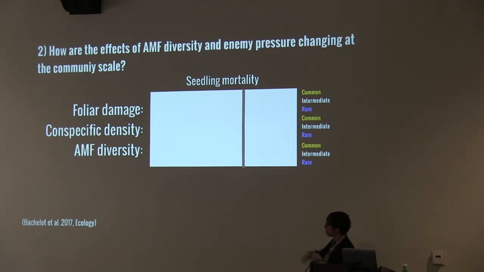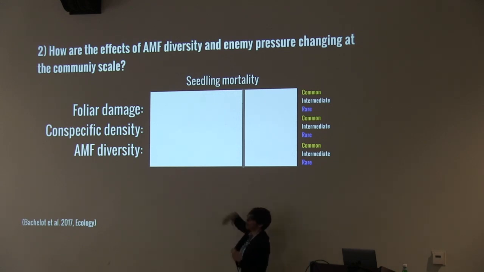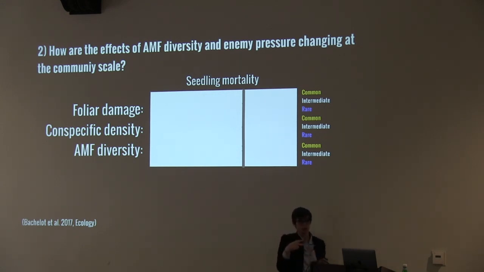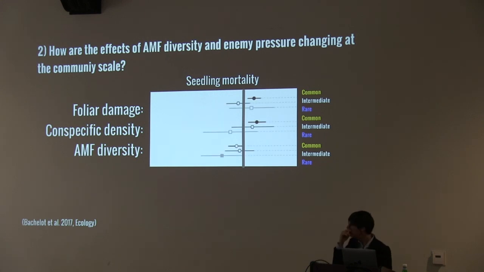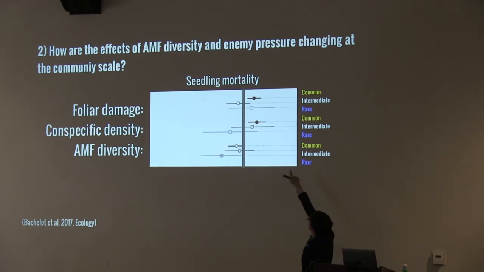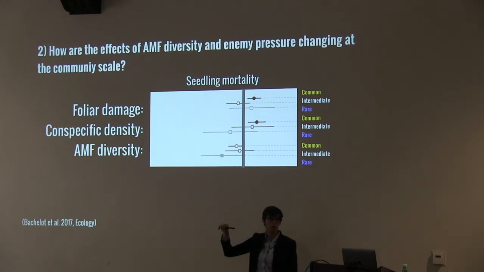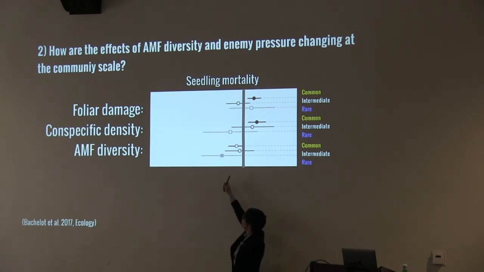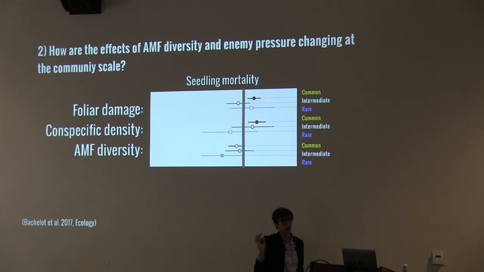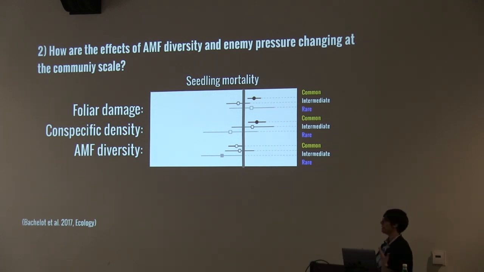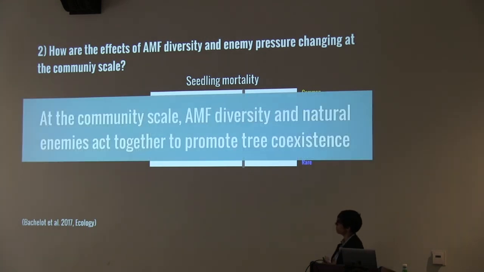So I'm going to show you the three variables of interest, but this time three little distributions for each of those three variables. Okay, so both foliar damage and conspecific seedling density were only significant and positive for the common tree species, and then arbuscular mycorrhizal fungal diversity was only significant for the rare tree species. So what that means is that at the community scale, they seem to be working together to promote coexistence.